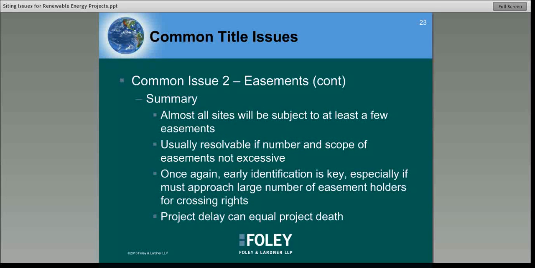So to summarize this issue, pretty much every site's going to be subject to at least a few easements. So easements is not something you should get too panicked about up front. Usually resolvable if the number and the easement scope is not overly excessive. But again, early spotting of the issue is key, especially if you're going to be required to approach a large number of these easement holders for these kind of crossing rights agreements. My overall theme here is, project delay can equal project debt. So best to spot these issues as soon as you can and start the resolution process.